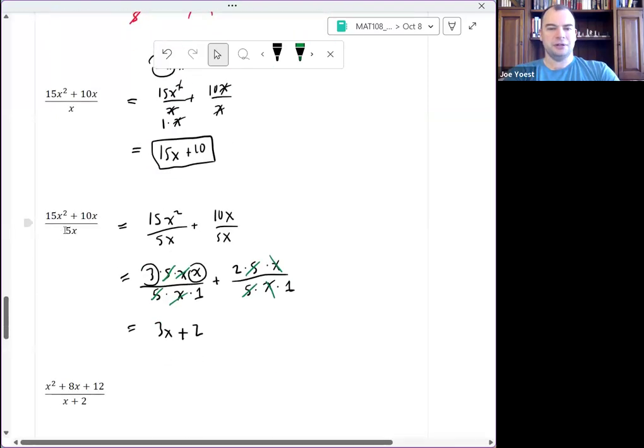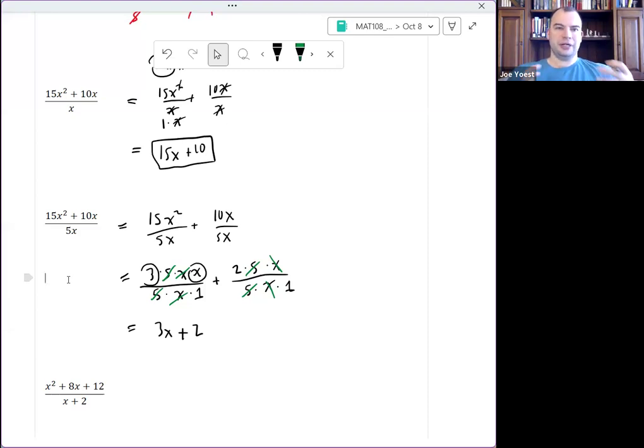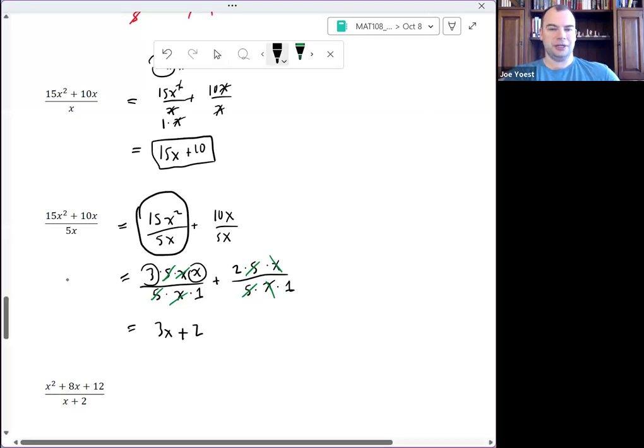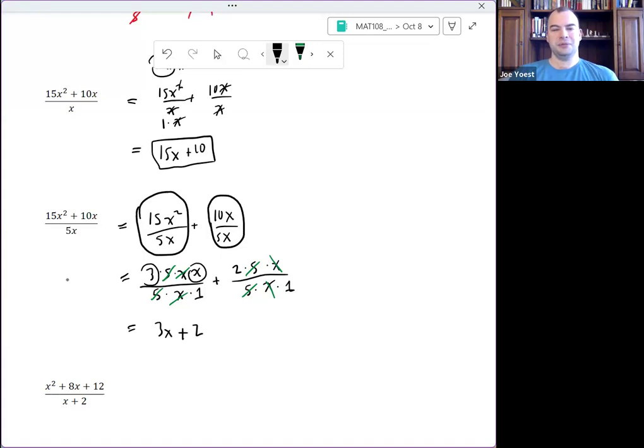So even if I have a somewhat complicated monomial like this, or even if this was a 5x squared, I would take the same approach. I would split it into component fractions where each fraction is just a numerator that's one term, a bunch of stuff multiplied together, over a denominator that's one term, a bunch of stuff multiplied together. And now each fraction, like this one here, only has multiplications and divisions. This one only has multiplications and divisions. I can simplify each fraction individually.